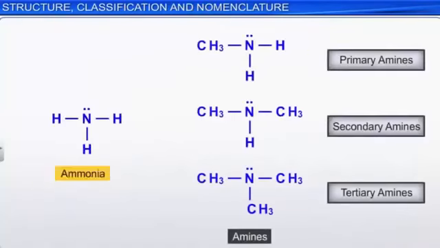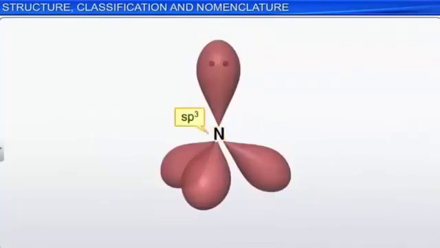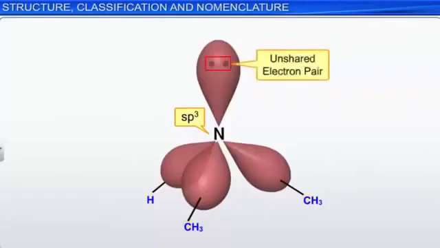Like ammonia, the nitrogen atom of amines is trivalent and carries an unshared pair of electrons. The nitrogen atom in amines is sp3 hybridized. Out of the 4 sp3 hybrid orbitals, 3 overlap with the orbitals of either the hydrogen or the carbon. The 4th sp3 hybrid orbital contains an unshared pair of electrons. Hence, amines possess pyramidal geometry.